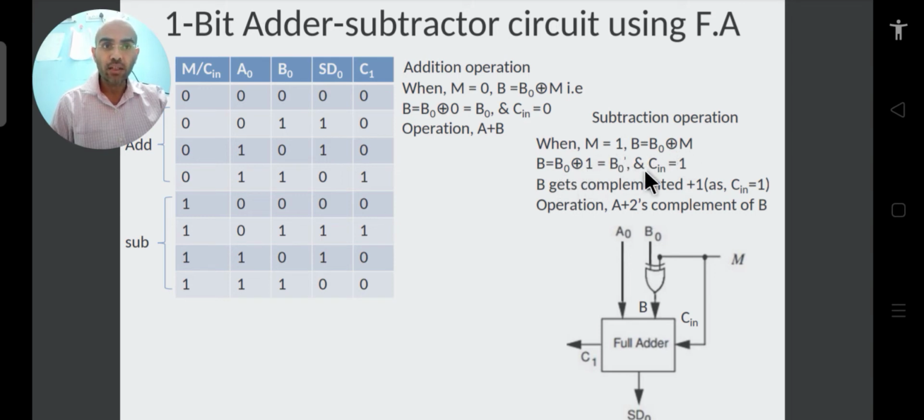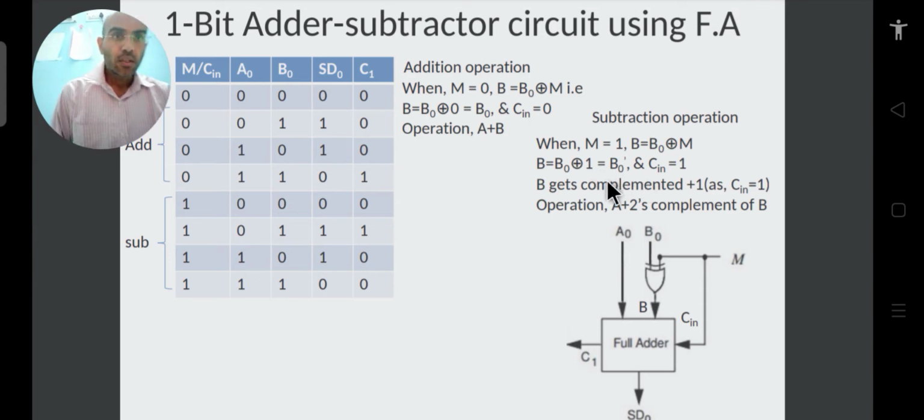And when M is equal to 1, B0 is XORed with 1, which always gives B complement, because B0 can be either 0 or 1. If it is 0, the output will be 1, since 0 XOR 1 is 1, whereas if it is 1, then 1 XOR 1 is 0. So by XORing with 1, you are getting B complement. Whereas if you XOR B0 with 0, it will always give you B0.